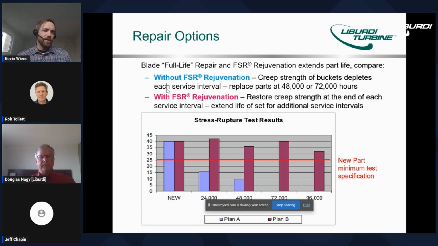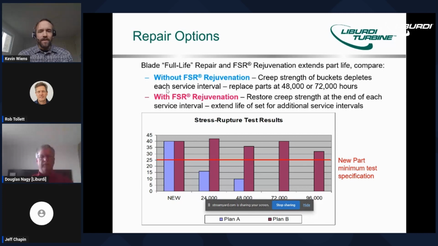Now, if we instead go and reset the properties by rejuvenating the structure after each service interval, we can remain at a higher strength state after each of these service intervals. So we can go back into service with higher strength. It'll still drop with the additional service, but we get back up there with the application of rejuvenation.